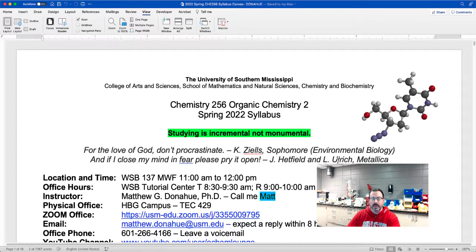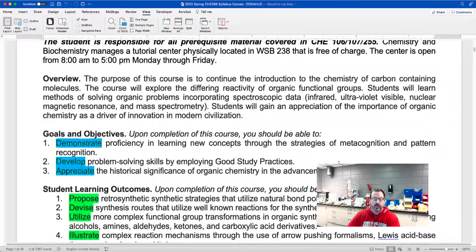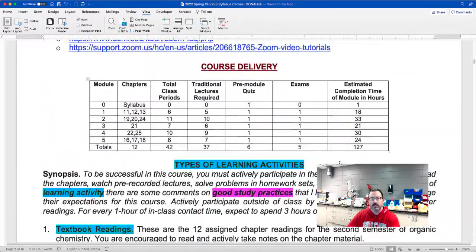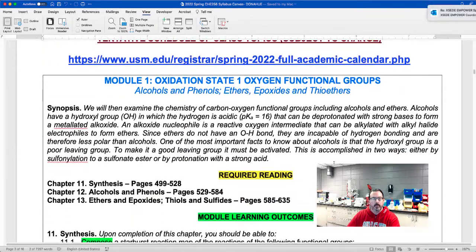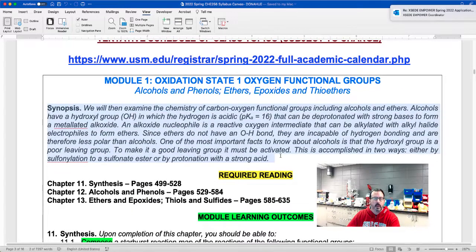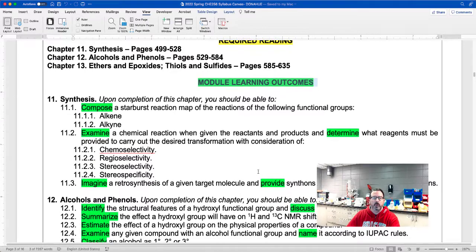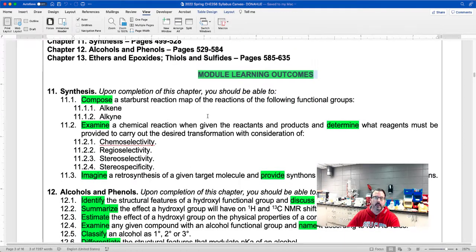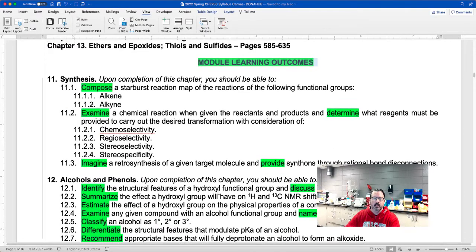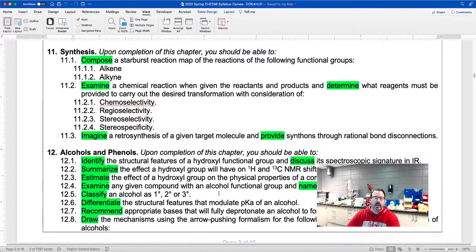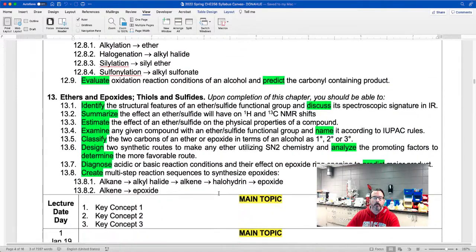So the reason that you should have a hard copy is if we circle back to Module 1. Here is a synopsis of the module. Here are the module learning outcomes, which is essentially a study guide for you, wherein the green highlighted verbs are the action verbs from Bloom's taxonomy that you'll need to demonstrate proficiency in the material.